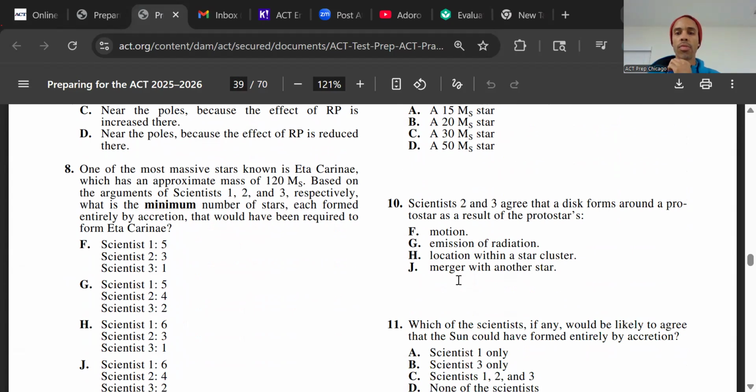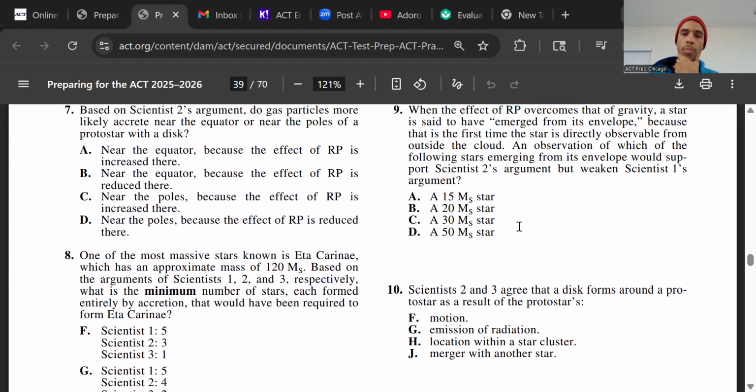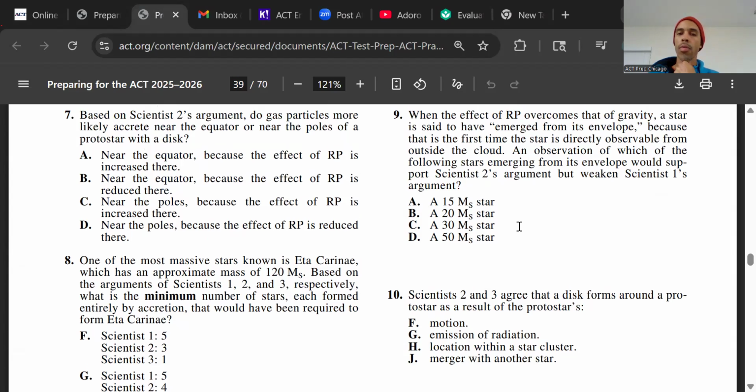Okay, number 10. Scientists 2 and 3 agreed that a disk forms around a protostar as a result of the protostar's... What makes a disk form around a protostar? It wasn't merger. Location within a star cluster, no. Emission of radiation. I think that was right. What leads to the disk forming around a protostar? I think it was the radiation pressure, right?